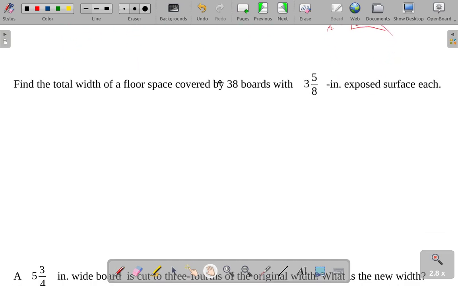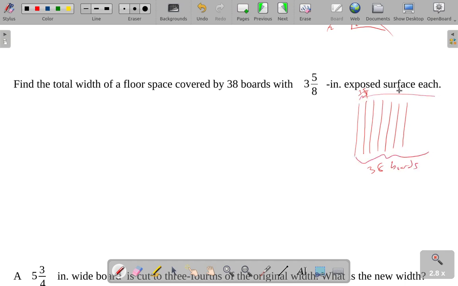Alright. Find the total width of the floor space covered by boards with 3 5/8 inch surface exposed each. They say exposed surface each, so I'm guessing this is probably tongue and groove or something like that. Whatever, it's not really that important. We have a bunch of boards, and each of these distances is 3 5/8. And we have 38 boards. And we're trying to figure out what is this distance.